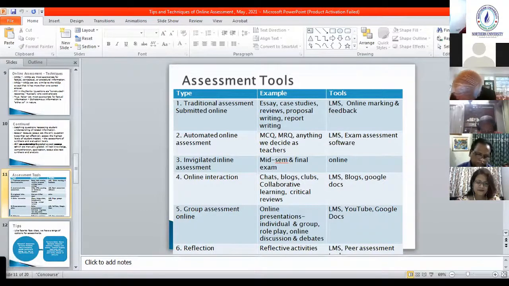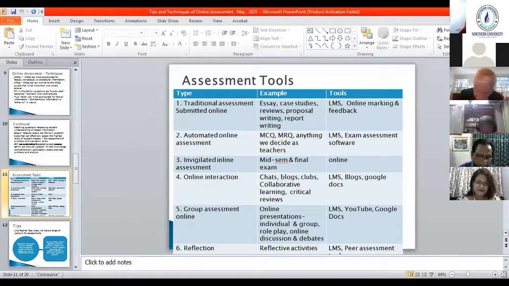Well, invigilated online assessment. When we talk about invigilated online assessment, it's a midterm exam and the final exam where we are sitting and we ask them to switch on their videos so that we are able to look at them while they are writing. And then, that's also online.